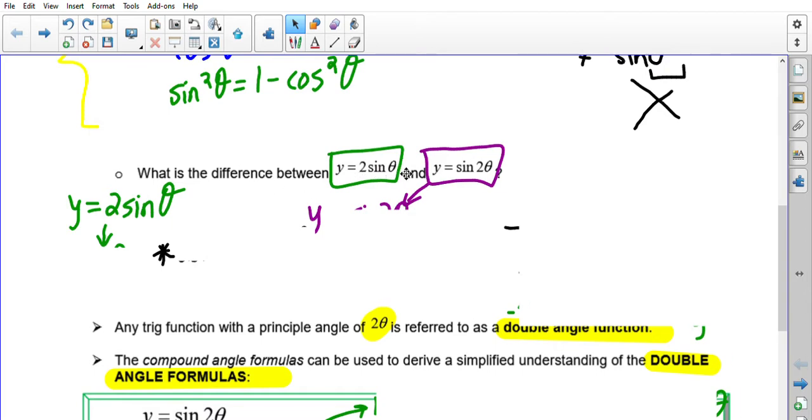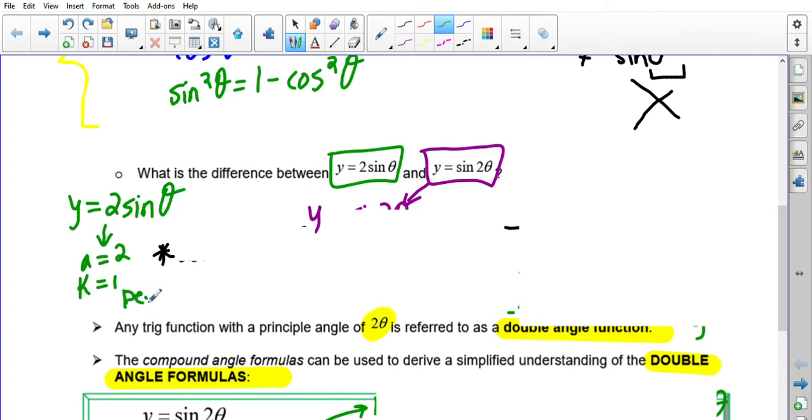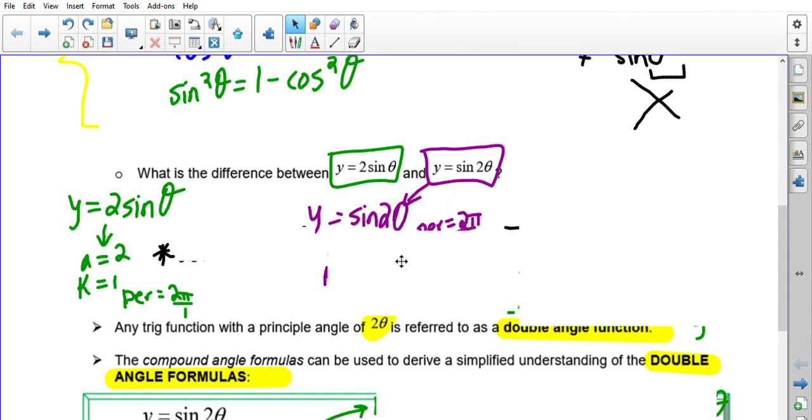Let's work with the green. We've got 2 sine theta. In this case, we have an A value of 2 and a K value of 1. That means the period for this one has been unchanged. The period is 2 pi divided by 1, so the period is still just 2 pi. However, we have an amplitude of 2 now, so it's been vertically stretched by a factor of 2.